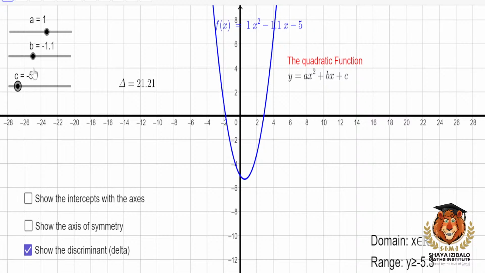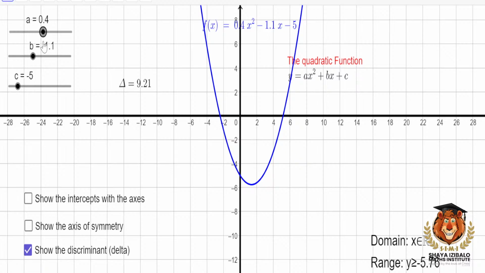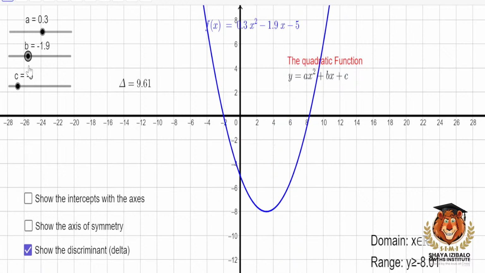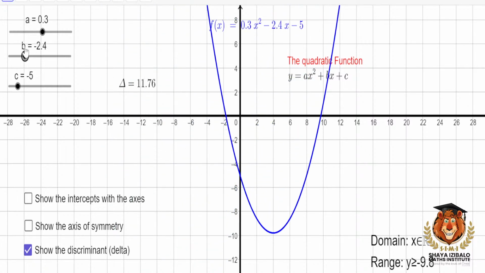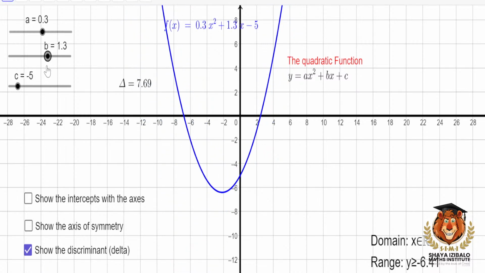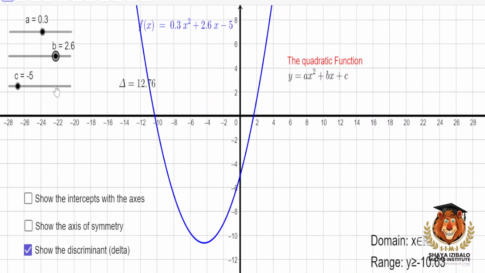People often ask me, Paul, what does b actually do? I'm going to show you what b does. We know what a does. a turns the graph happy or sad, concave up or concave down, and also affects the steepness. b affects the axis of symmetry in tandem with a. Notice that delta is positive for all these values. If you change b, fascinatingly, the parabola actually moves on a parabola, which is quite cool.